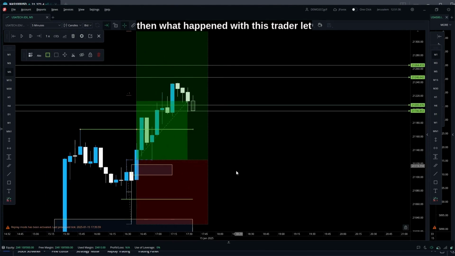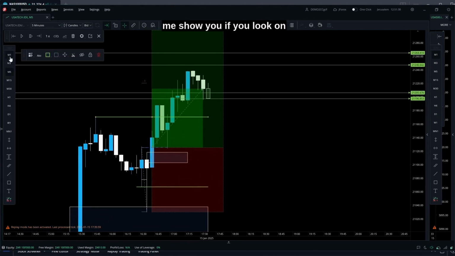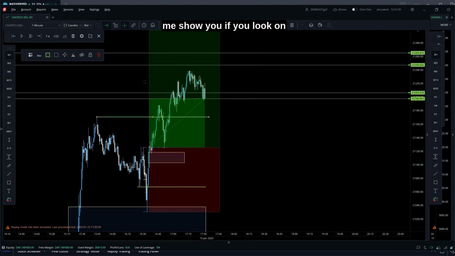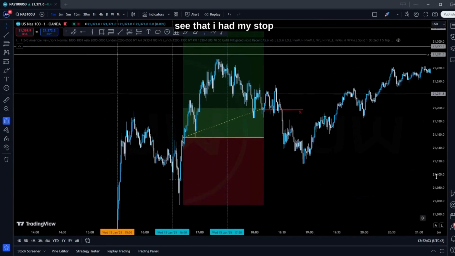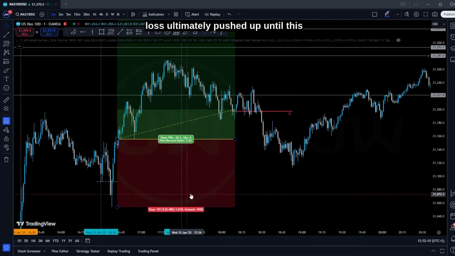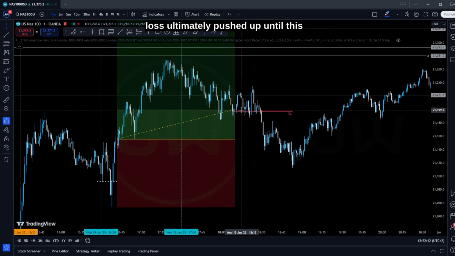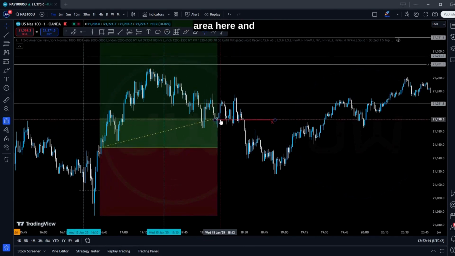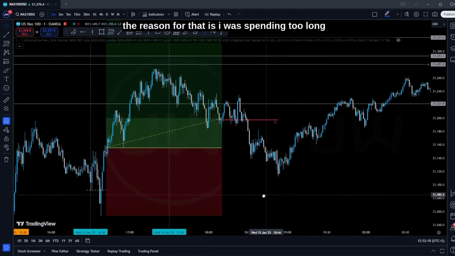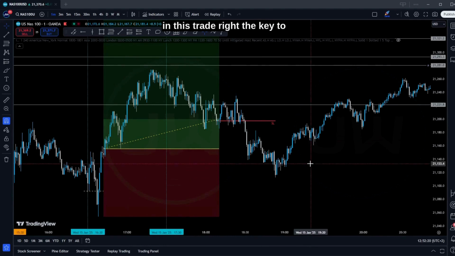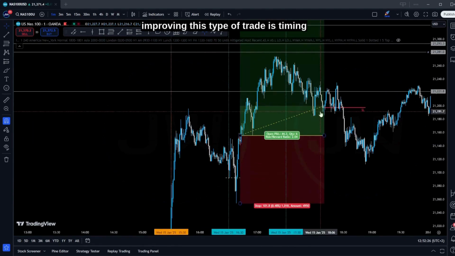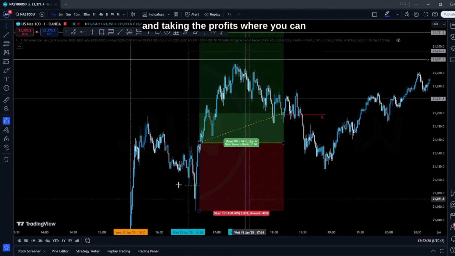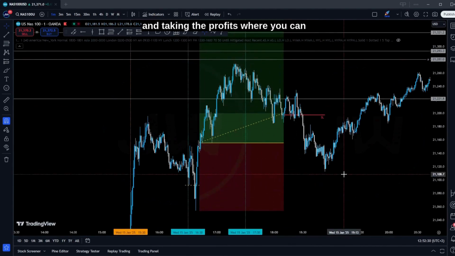So then what happened with this trade? Let me show you. If we look on TradingView, you can see that I had my stop loss ultimately pushed up until this area here. And the reason for that is I was spending too long in this trade, right? The key to improving this type of trade is timing and taking the profits where you can.